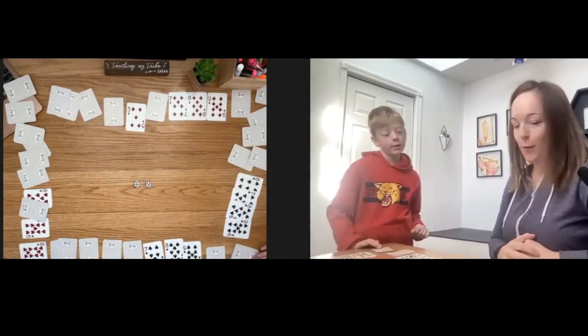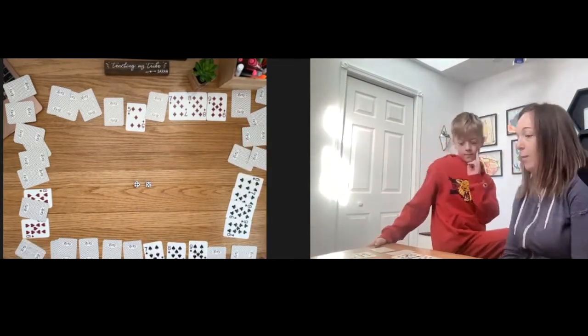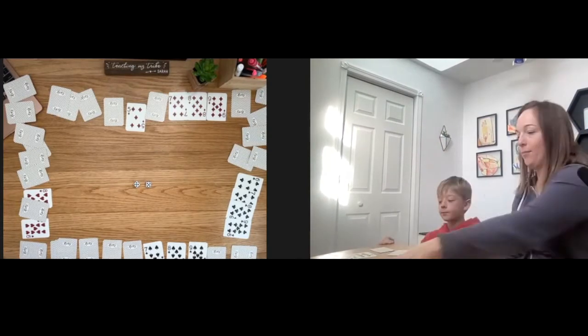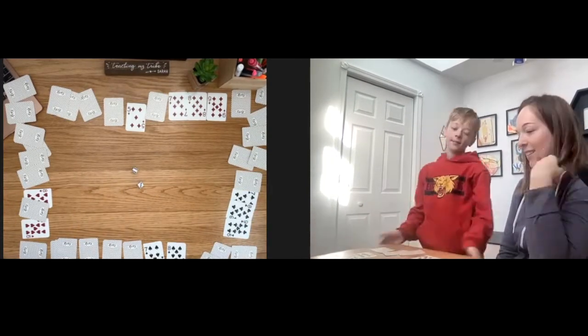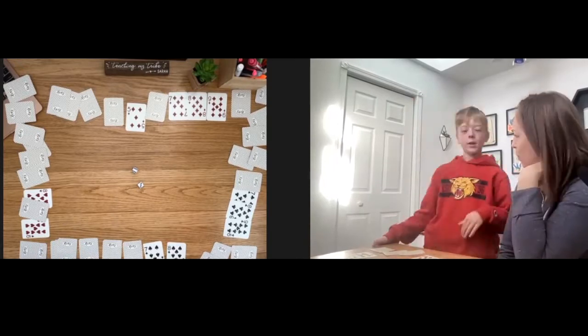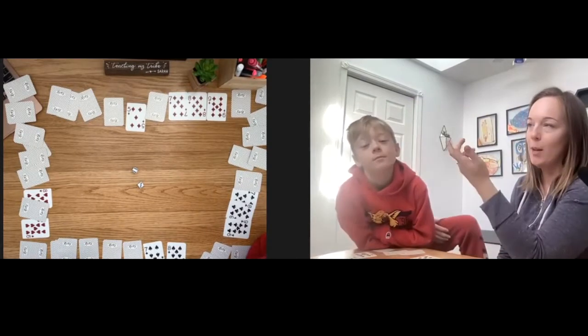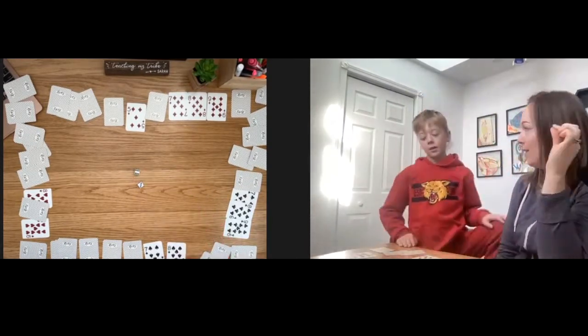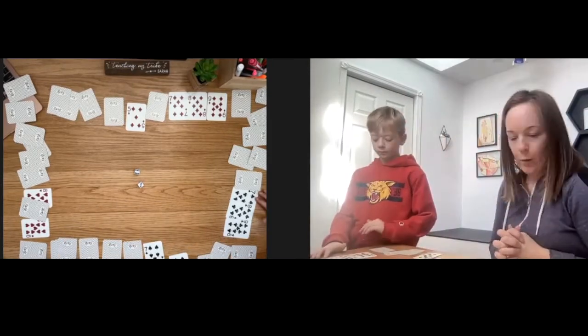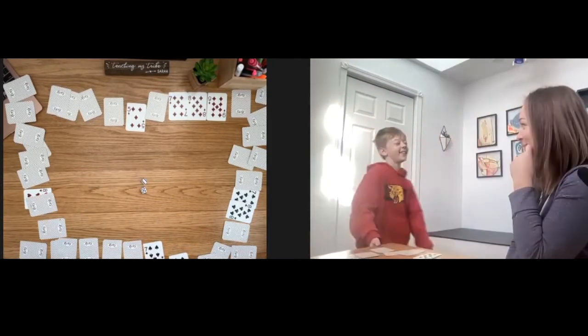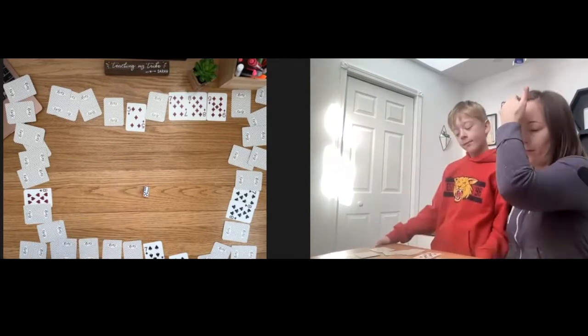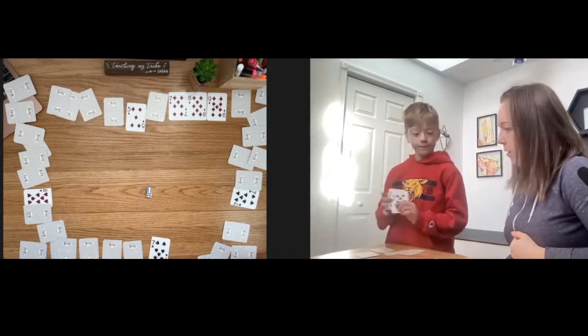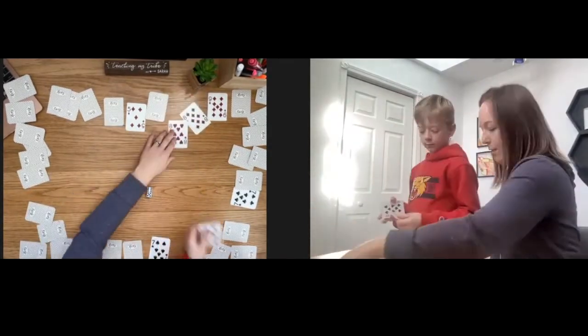Feel free to get creative here. Why not use all four operations if you're ready for it? Multiply the two dice and then use any combination of operations to make that product out of the cards on your table. You could even practice adding integers. Let the red cards have negative values and the black cards have positive values. You are only limited by your imagination.